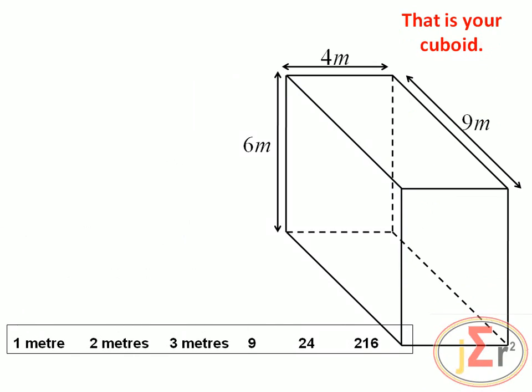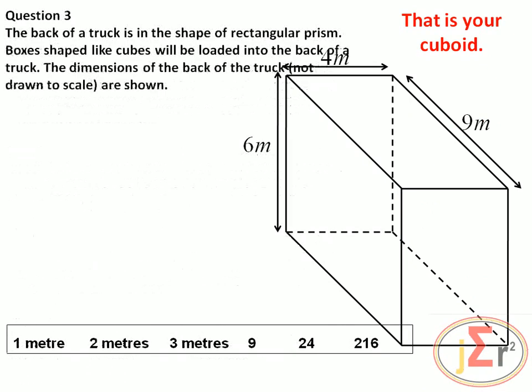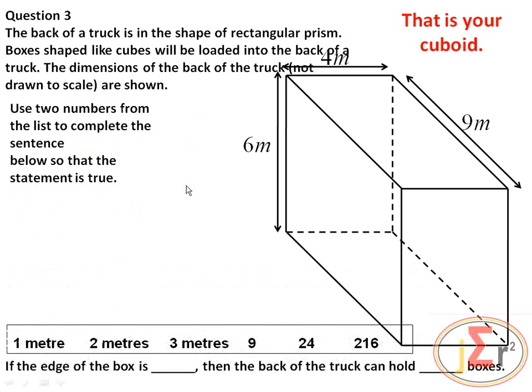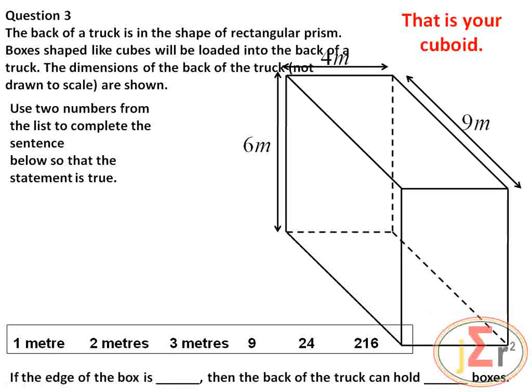And here we are again, reflecting on the statement of the problem. The back of a truck is in the shape of a rectangular prism or cuboid. Boxes shaped like cubes will be loaded into the back of the truck. The dimensions of the back of the truck, which is not drawn to scale, are shown. And what do we need to do? Use 2 numbers from the list to complete the sentence below so that the statement is true. So that is the statement that we need to be true.